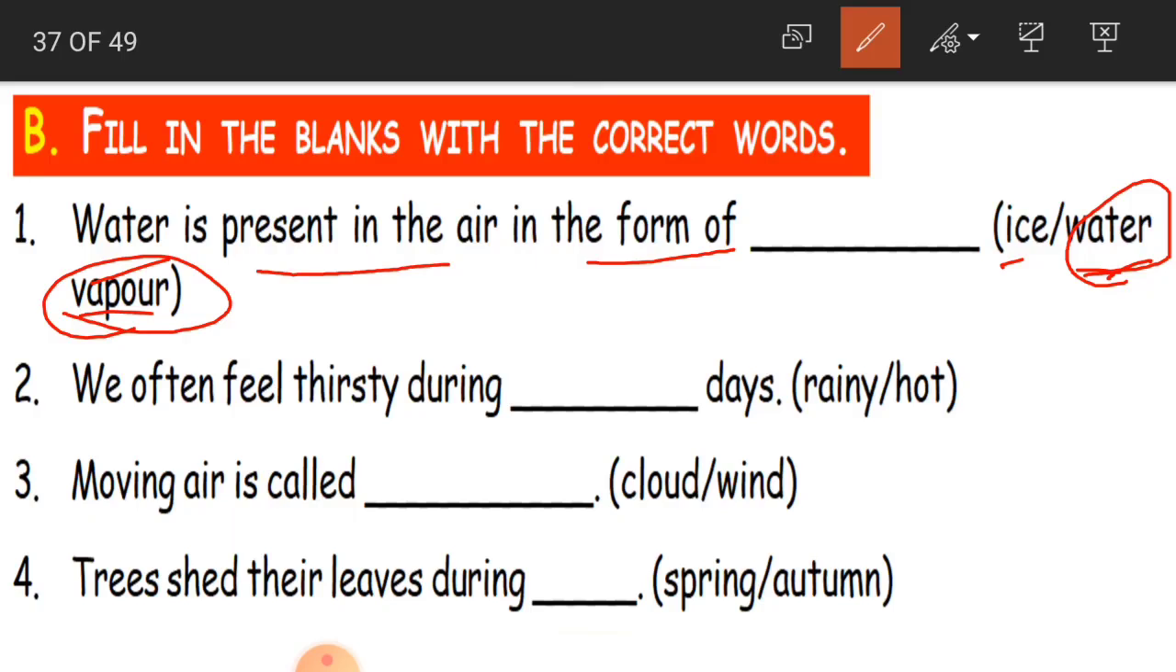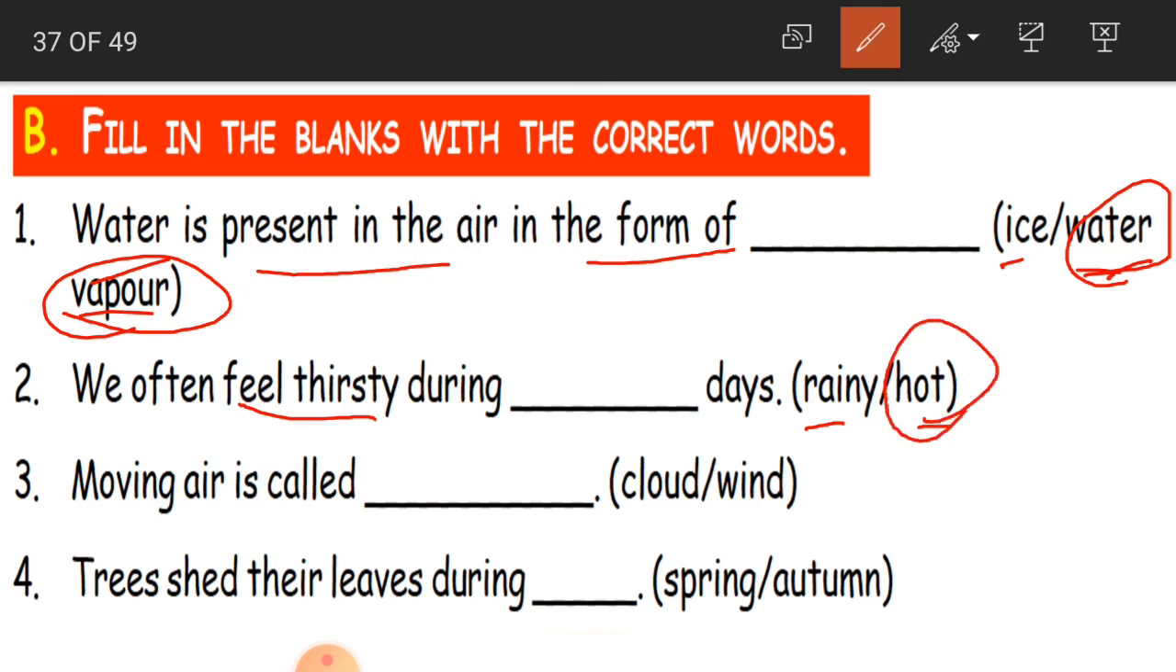Now, second one is, we often feel thirsty during dash days. We often feel thirsty. We feel like drinking more and more water. We feel thirsty very quickly. Even if we drink water, after some time, immediately we feel like drinking water again. So, in which days is this going to happen? Either in rainy days or in hot days. And the answer is hot days.